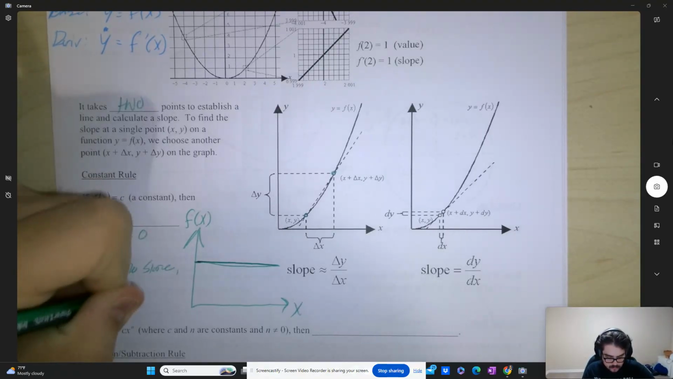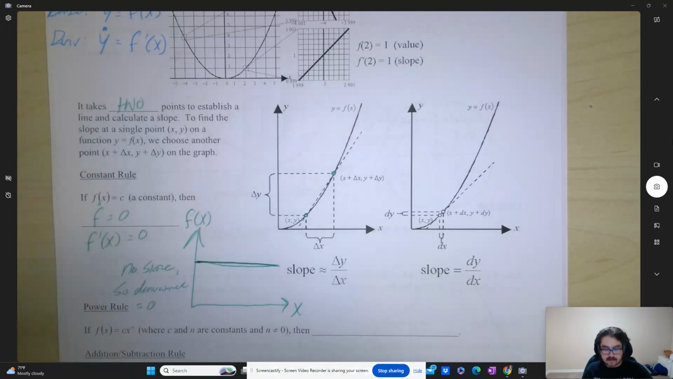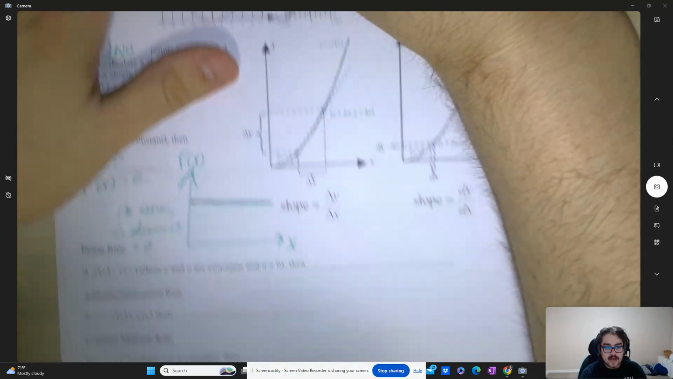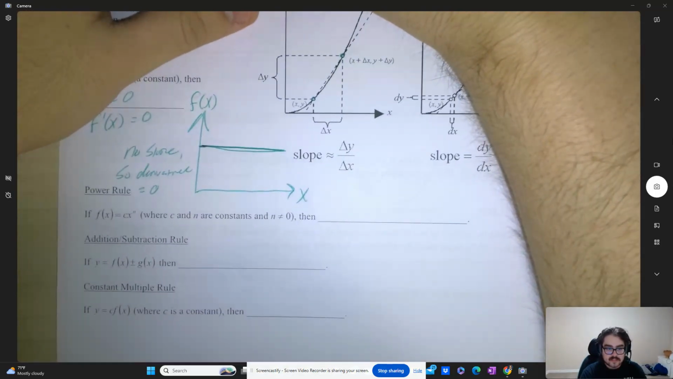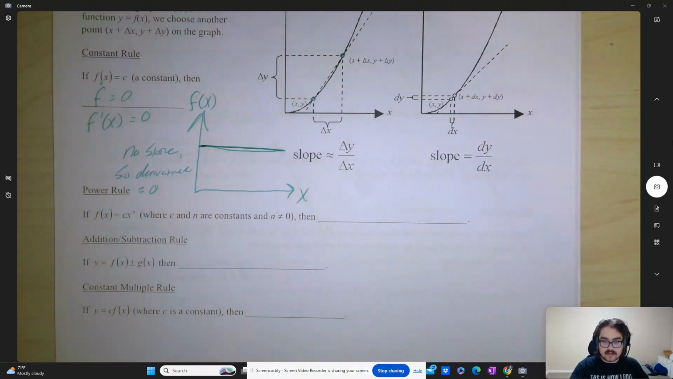Okay? So derivative equals 0. Okay? The power rule is one of the simplest rules, but also one of the most important rules to understand when it comes to derivatives.